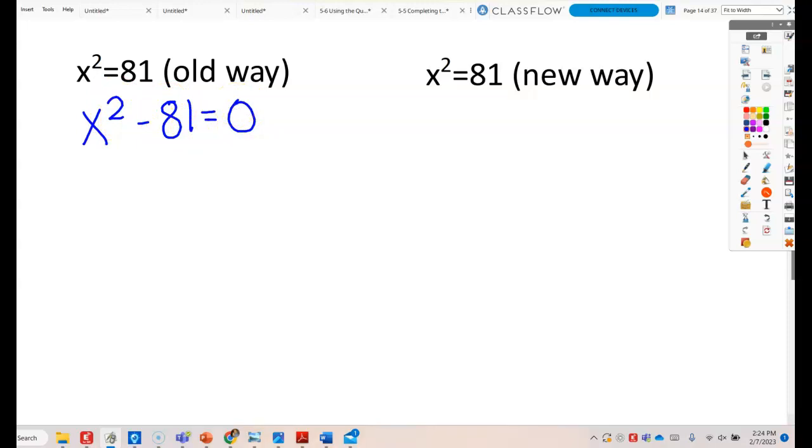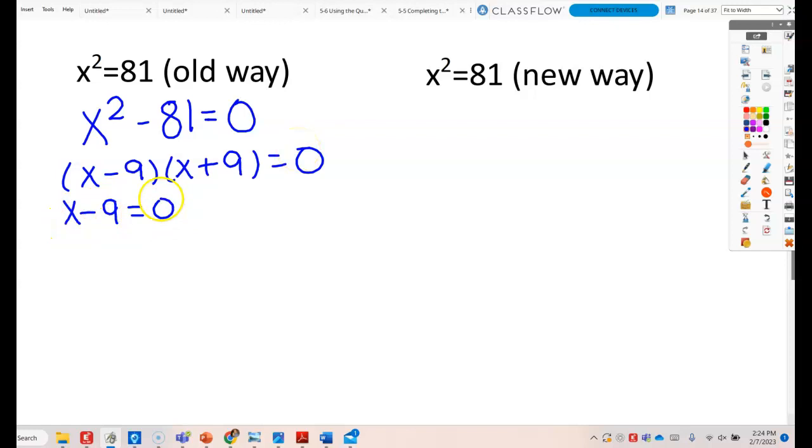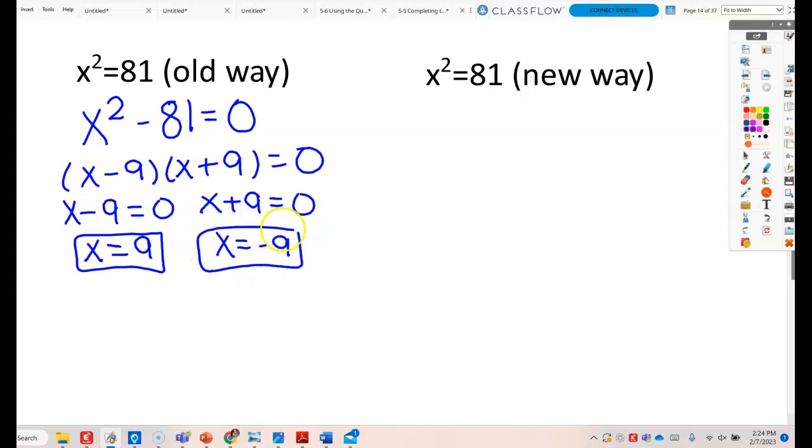And then you would say, okay, that's a difference of squares, so I'm going to factor that. So it becomes x minus 9, x plus 9 equal to 0. And then you say, okay, that means x minus 9 equals 0, so x equals 9. It also means that x plus 9 equals 0, so x equals negative 9. That's the old way. That's kind of a lot of work.